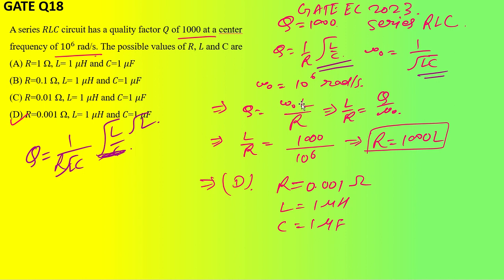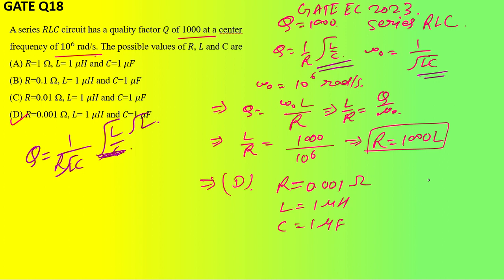From here, L by R will be what? Q by omega naught. The reason I am converting this into the form Q by omega naught is that Q and omega naught both are known, right? So the L by R value will be 1000 by 10 to the power 6. So this gives R equal to 1000 L, so R will be 1000 times the inductor value.